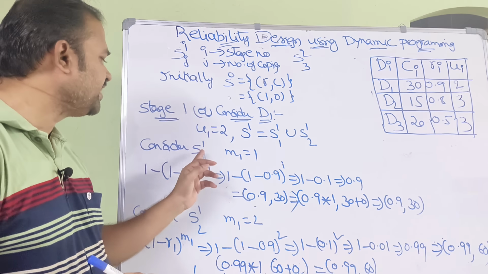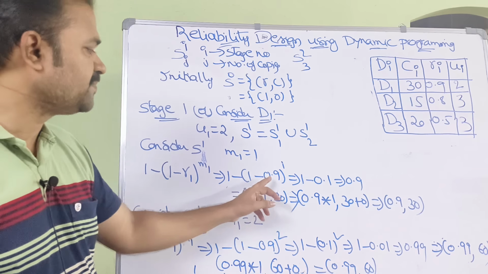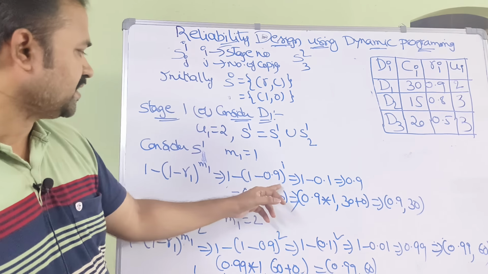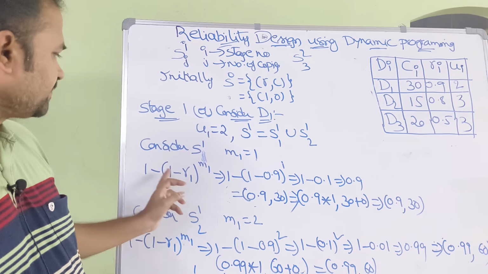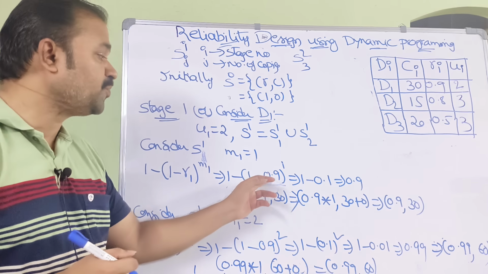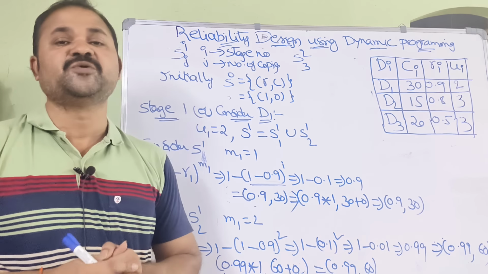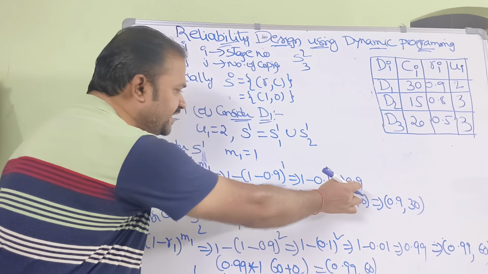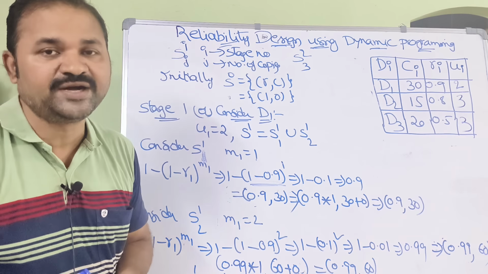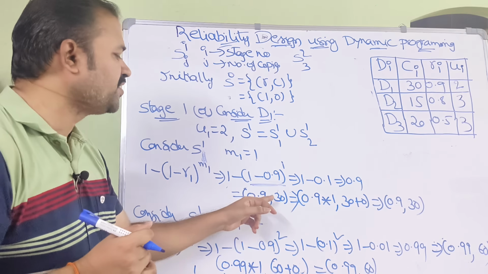So 1 minus (1 minus 0.9) whole power M1. Initially we are calculating S power 1 1, so M1 value is 1, whole power 1. So 1 minus 0.9 means 0.1. 0.1 whole power 1 is nothing but 0.1. So 1 minus 0.1 is nothing but 0.9. So now the reliability here is 0.9. Initially we are calculating the reliability if the device is not having any errors. So the reliability is 0.9, comma.